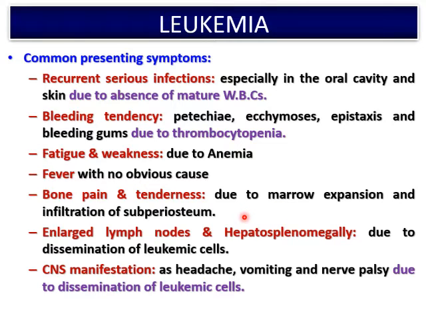Also, the patient will manifest with lymphadenopathy, enlarged lymph nodes, and hepatosplenomegaly, enlarged liver and spleen, due to dissemination and infiltration of leukemic cells into the lymph nodes, liver, and spleen. Sometimes the patient of leukemia will suffer from CNS manifestations like headache and vomiting due to dissemination or infiltration of leukemic cells into the central nervous system.